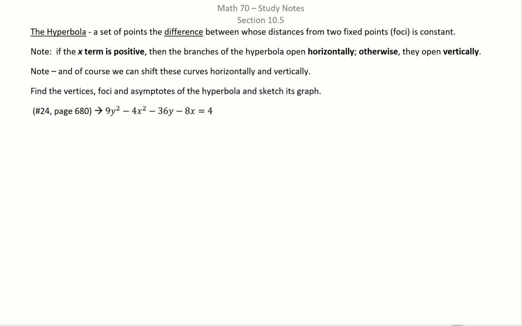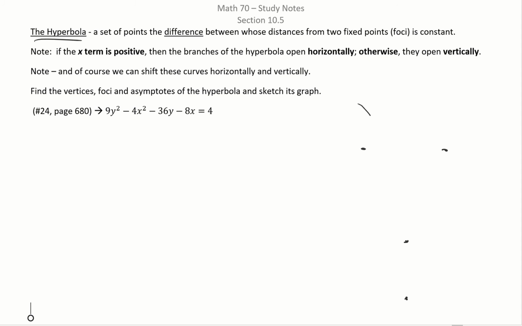So to round things out and complete this section 5, we're going to talk about the hyperbola now. And you may or may not be familiar with this curve, but basically it's the set of points, the difference between whose distances from two fixed points is constant. That sounds weird, but you're going to have two fixed points either this way, or it could be this way, or any which way you want.